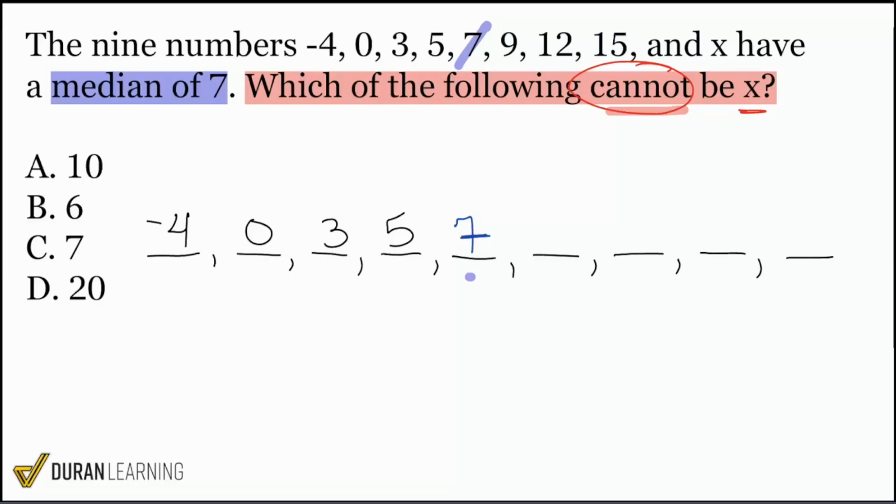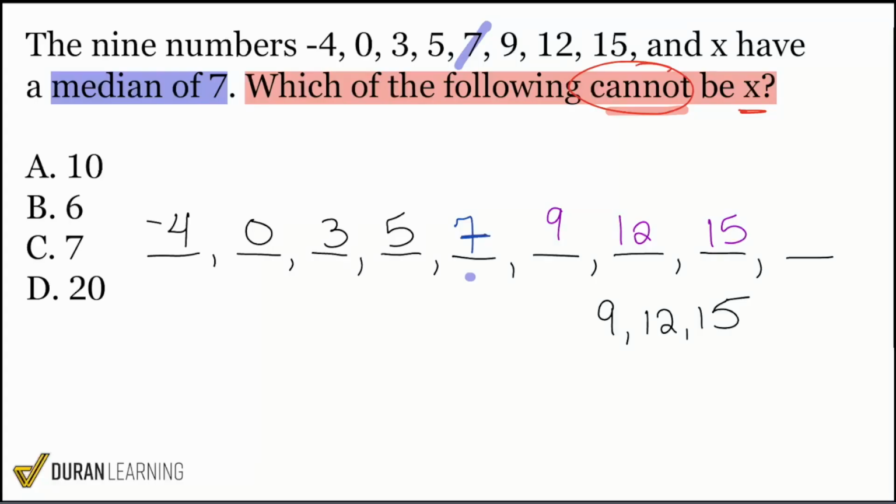I also then have 3 numbers greater than 7 at 9, 12, and 15. Even though we have 4 spots, I don't know if the 9 is here or there. And because I don't know where it is, I'll just say that I know for a fact it's on the right side, and we have 9, 12, and 15 for a fact on the right side.